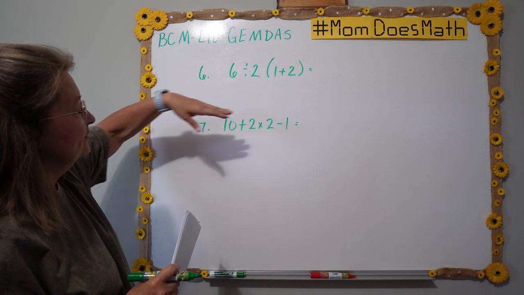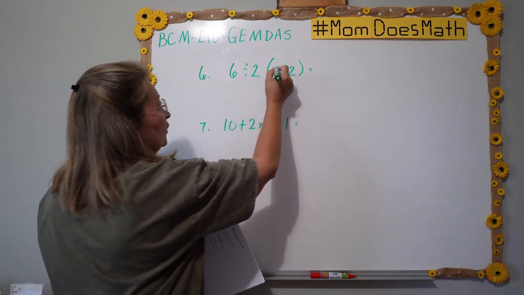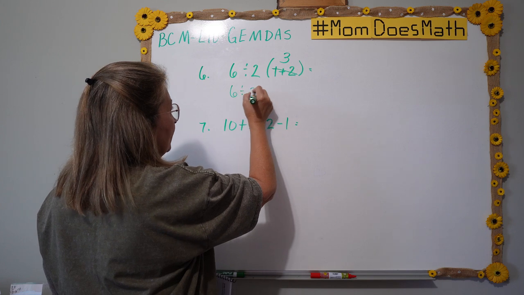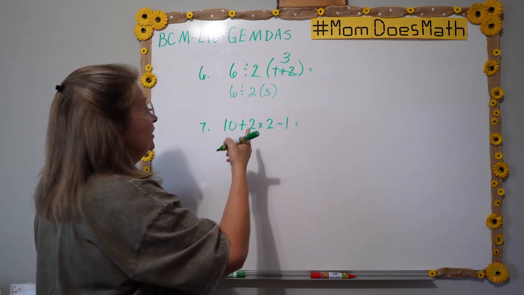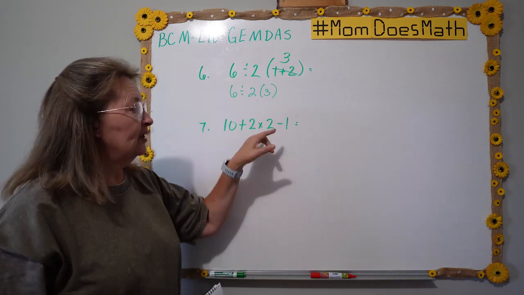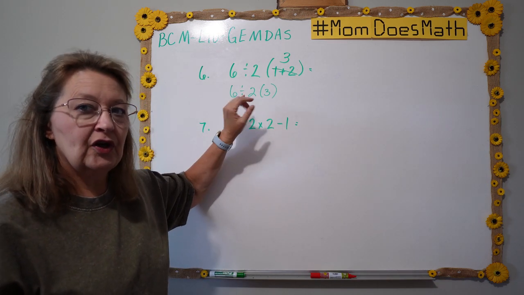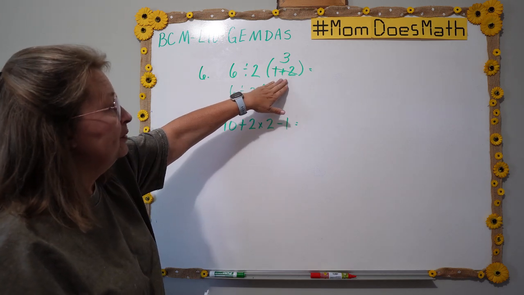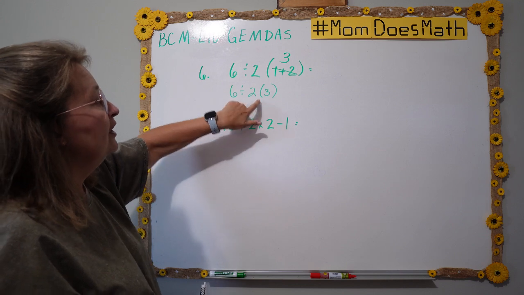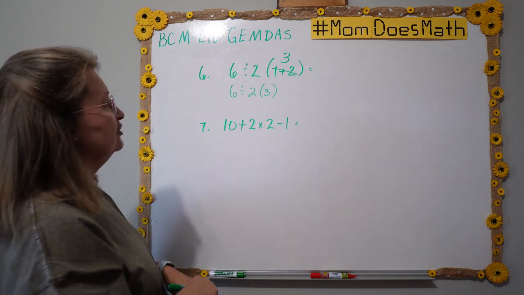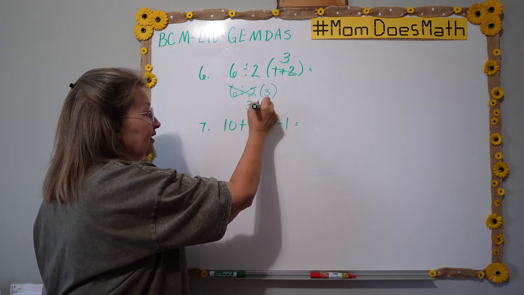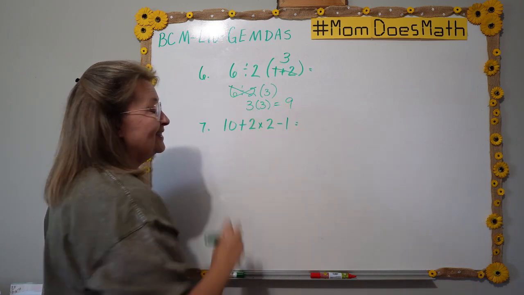Okay, let's look at number 6. Go to the parentheses first. 1 plus 2 is 3. Now what you have is 6 divided by 2 times 3. And remember, I told you this is where most of my students mess up, because they want to come over here and do this multiplication first. No. Now that you've done the grouping, you've got to come all the way back to the beginning, and you've got to march your way from left to right doing multiplication or division as you come to it. So 6 divided by 2 is 3, and 3 times 3 is 9.